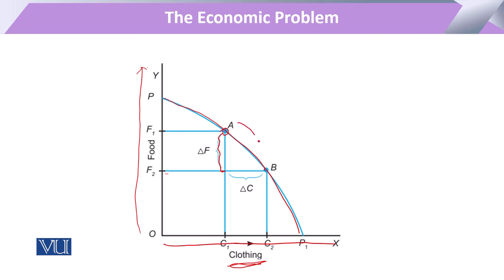So the movement from point A to point B will include the loss of this production that we have sacrificed, that at point A we were having food quantity in more number, but at point B we are again producing food but in less amount. So this is the amount that we have sacrificed for the attainment of this amount of clothing, and this shows the movement from C1 to C2. So here we can say that the change in F divided by the change in C is basically the opportunity cost, and it gives the marginal rate of transformation.